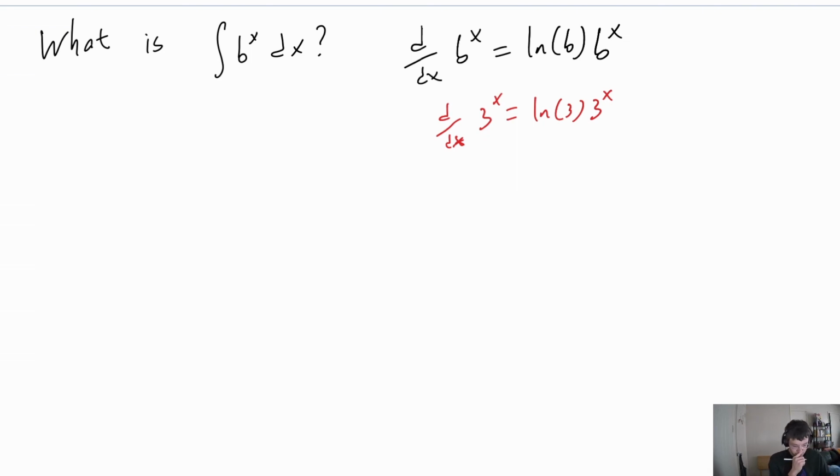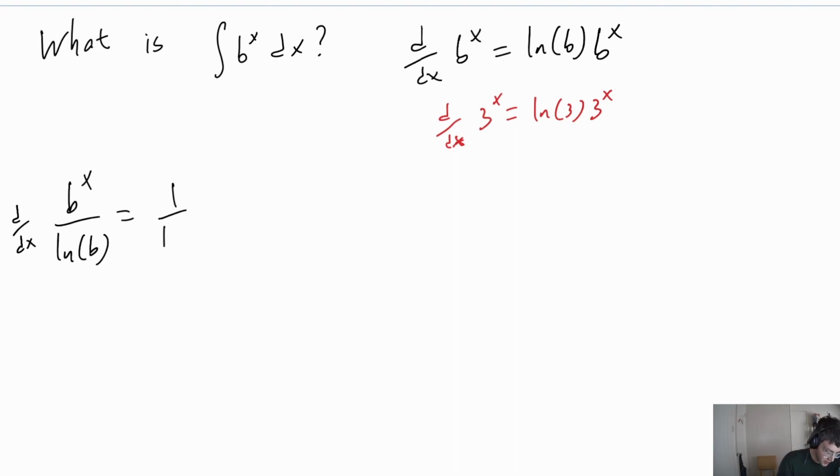So with that in mind, can we find a function whose derivative would just be b to the x with nothing else, no natural log terms or anything? And if you think about it for a bit, you'll probably come up with a function. We need something that eventually cancels out this natural log 3. And one way to do that is to start out with b to the x over natural log b. So we divide by natural log b in our function, and we can verify that this is indeed correct by taking the derivative of b to the x divided by natural log of b.